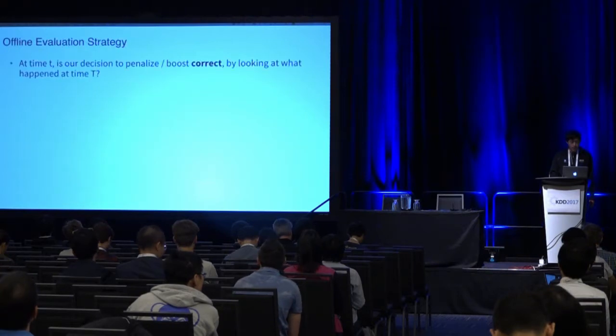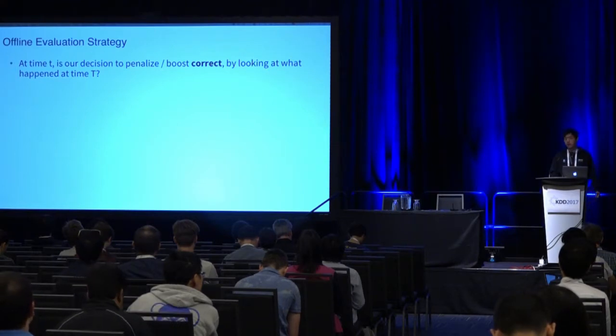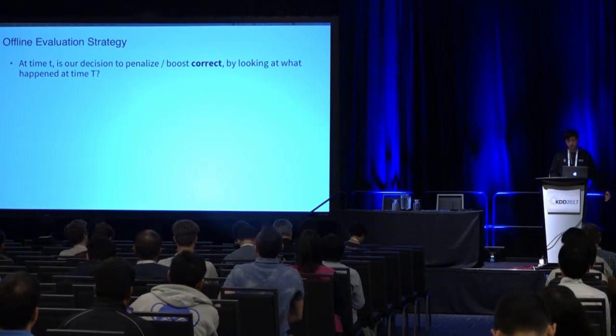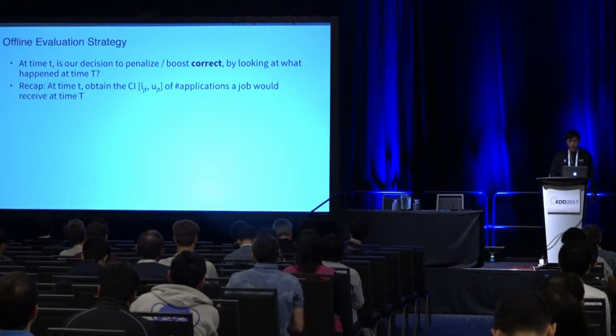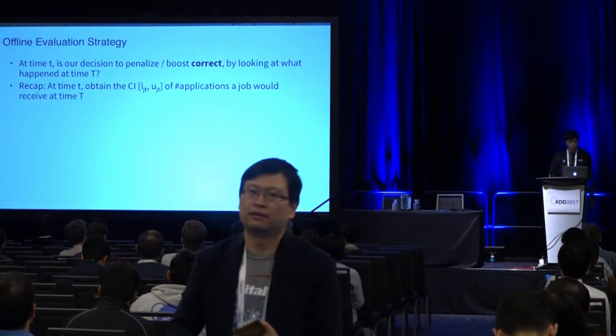Our offline evaluation strategy is actually not so complicated. The idea, again, is about determining whether we're able to make the right decision at a certain time. Suppose at time small t our decision is to penalize or boost. The question is whether that decision is correct. What you can do is simply look at what actually happened at the end of the day, and then it becomes a binary classification problem, right?